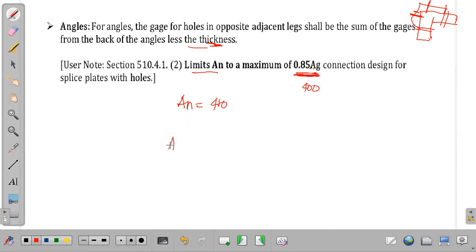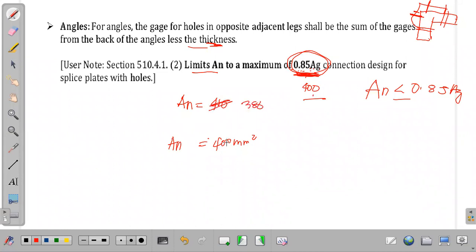Ano yung gagamitin ninyong net width pagka nagsasolve na kayo? Gagamitin yung net width is yung 400 mm squared. Kasi sabi dito, ang maximum niya is 0.85. So, yung AN natin should be less than 0.85 AG. So, ito, yung 0.85 AG, yan yung maximum na net area natin. Okay? So, pagka ang 0.85 AG natin is 400, tapos yung AN natin is say 380, anong gagamitin nating AN? Gagamitin nating AN is yung 380 mm squared. Okay? So, for the net area, that is for the net area.